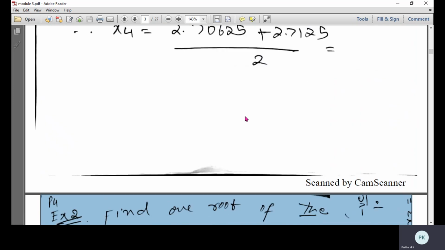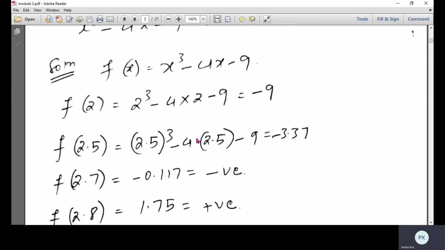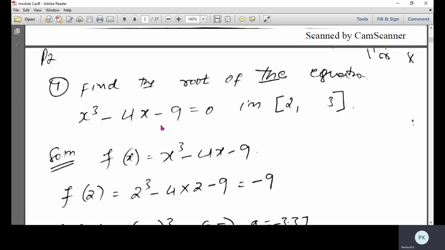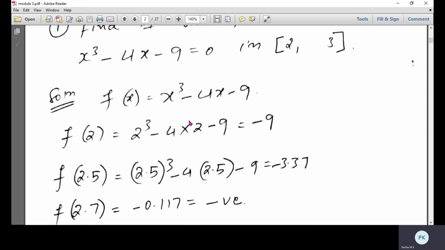Now, suppose I go to the next problem, I'll come to the first problem. Find the root of the equation x cubed minus 4x minus 9 is equal to 0 in the interval 2, 3. The interval 2, 3 may be given or may not be given. You have to find it. Now this is the equation. Suppose the interval is not given at all. Put x is equal to 2, you get minus 9. That means f of 2 means put x is equal to 2: 2 cubed minus 4 into 2 minus 9, negative. Put x is equal to 2.5: 2.5 cubed minus 4 into 2.5 minus 9 gives minus 3.37.